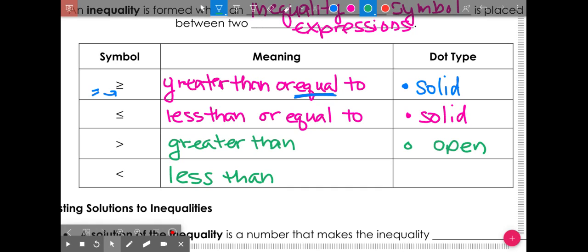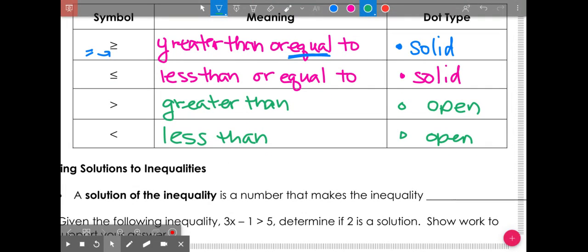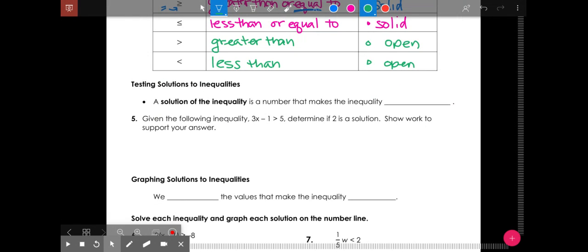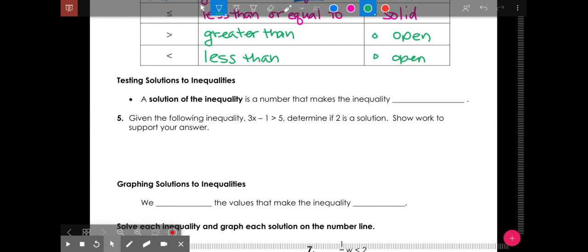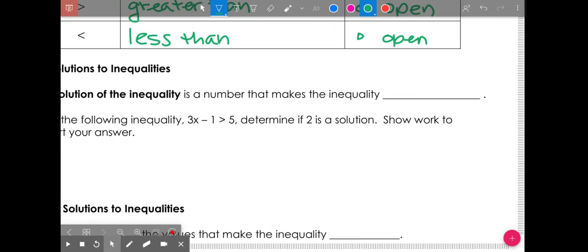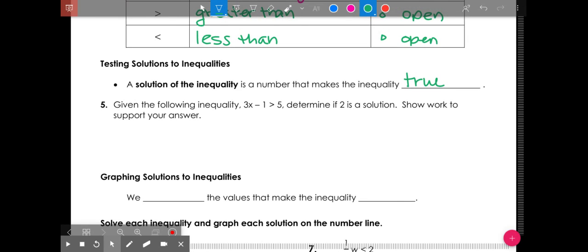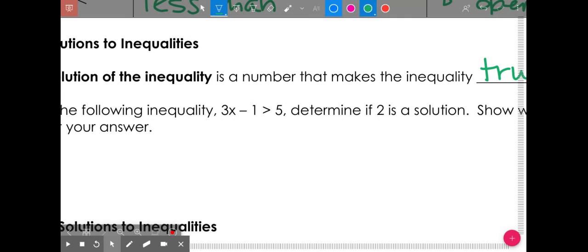Less than. Another open dot. Okay. Testing solutions to inequalities, we're going to do that the same way we do with equations. We are looking for a number that makes the inequality true. So any number that makes an inequality true is a solution. So we're going to test 2.